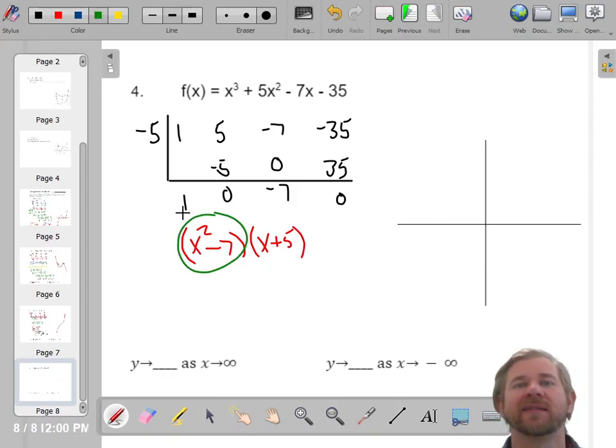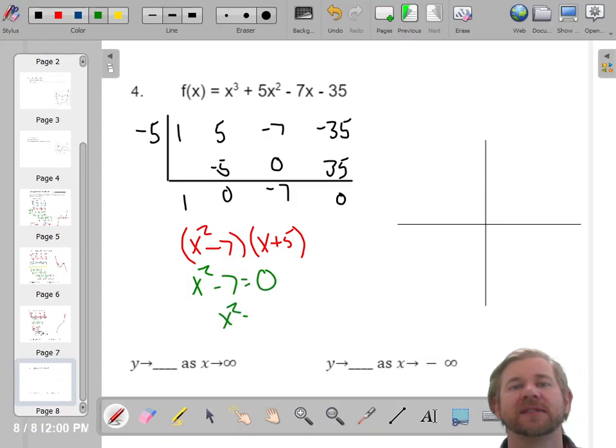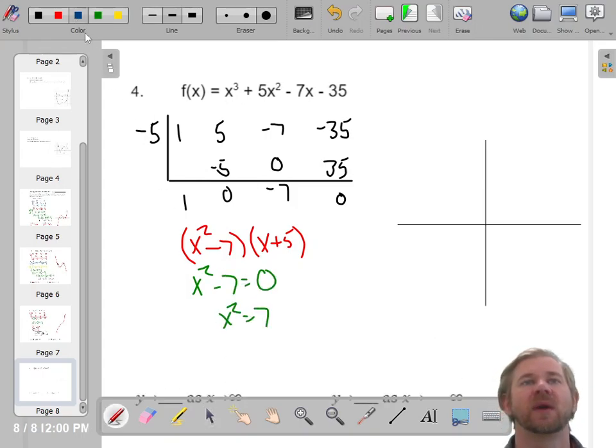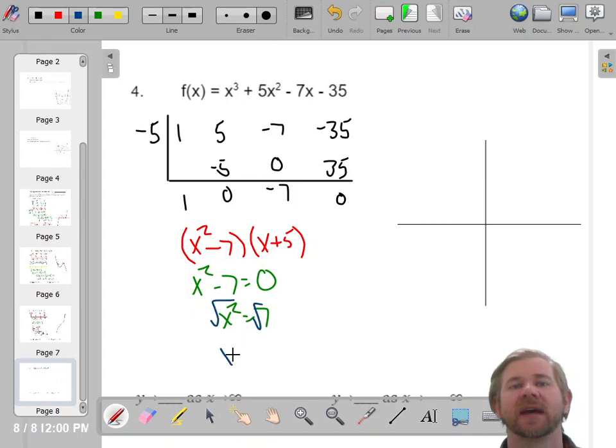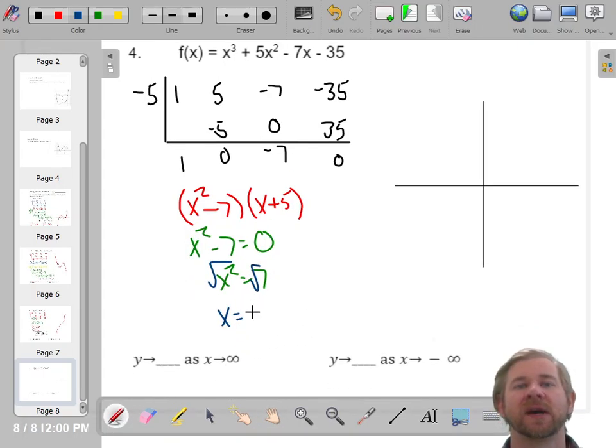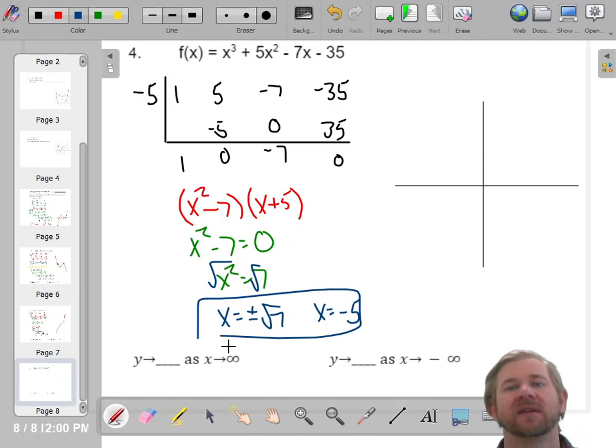And again, you don't have a b term, so you can solve this using square roots. Just set it equal to 0. That means x squared is 7. And when you square root both sides, you get x equals plus or minus, don't forget plus or minus, radical 7. And then the third 0, since I plugged in negative 5, is at negative 5.